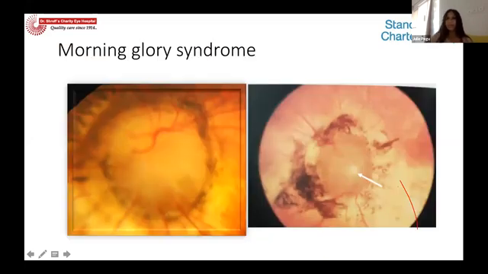This is another one, the morning glory syndrome. You may feel that this is a large optic disc, maybe glaucomatous, but it is not actually. Morning glory syndrome is typical in itself. Here, it's not the optic disc. Actually, the optic disc is submerged into this excavation, and you can see these blood vessels radiating from the optic disc, and you can get some glial proliferation. You'll get peripapillary pigmentary problems.